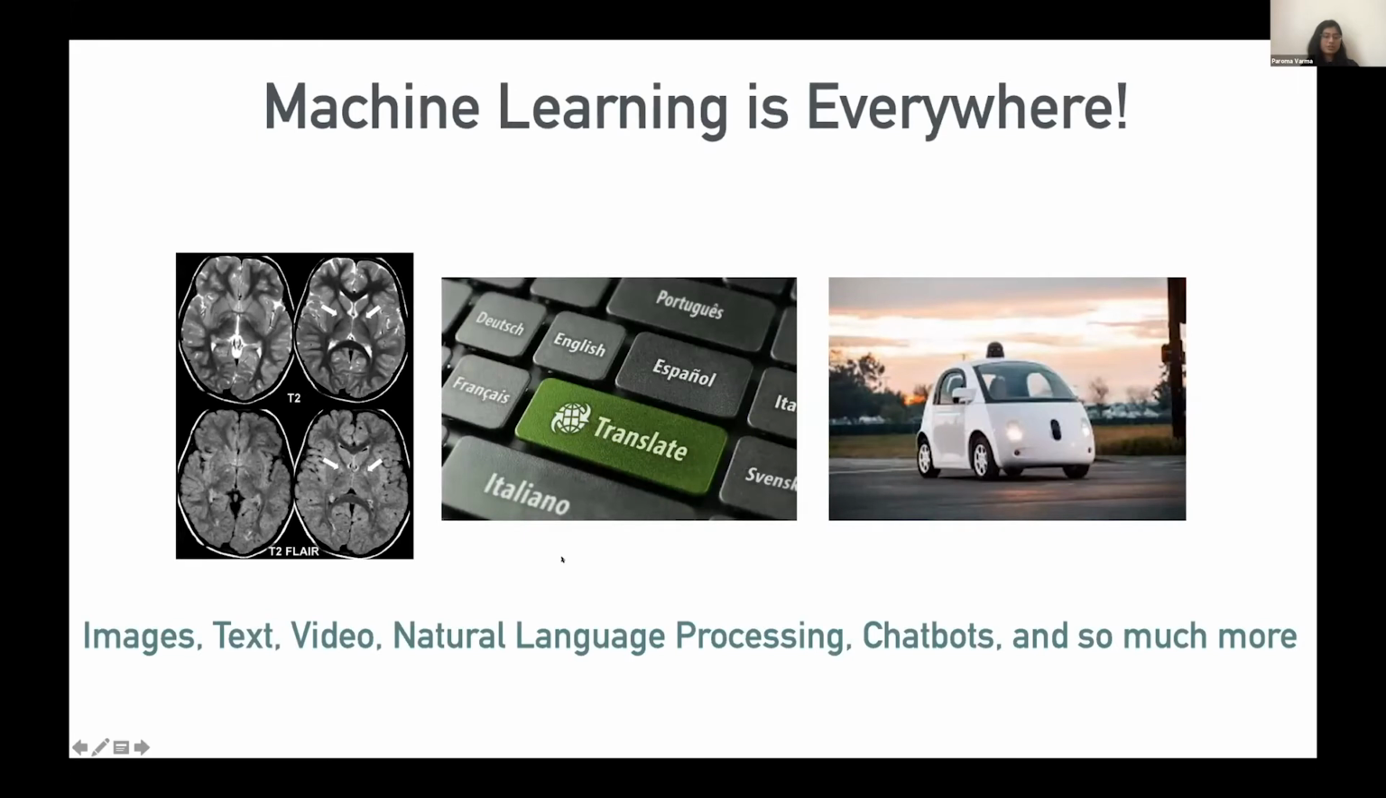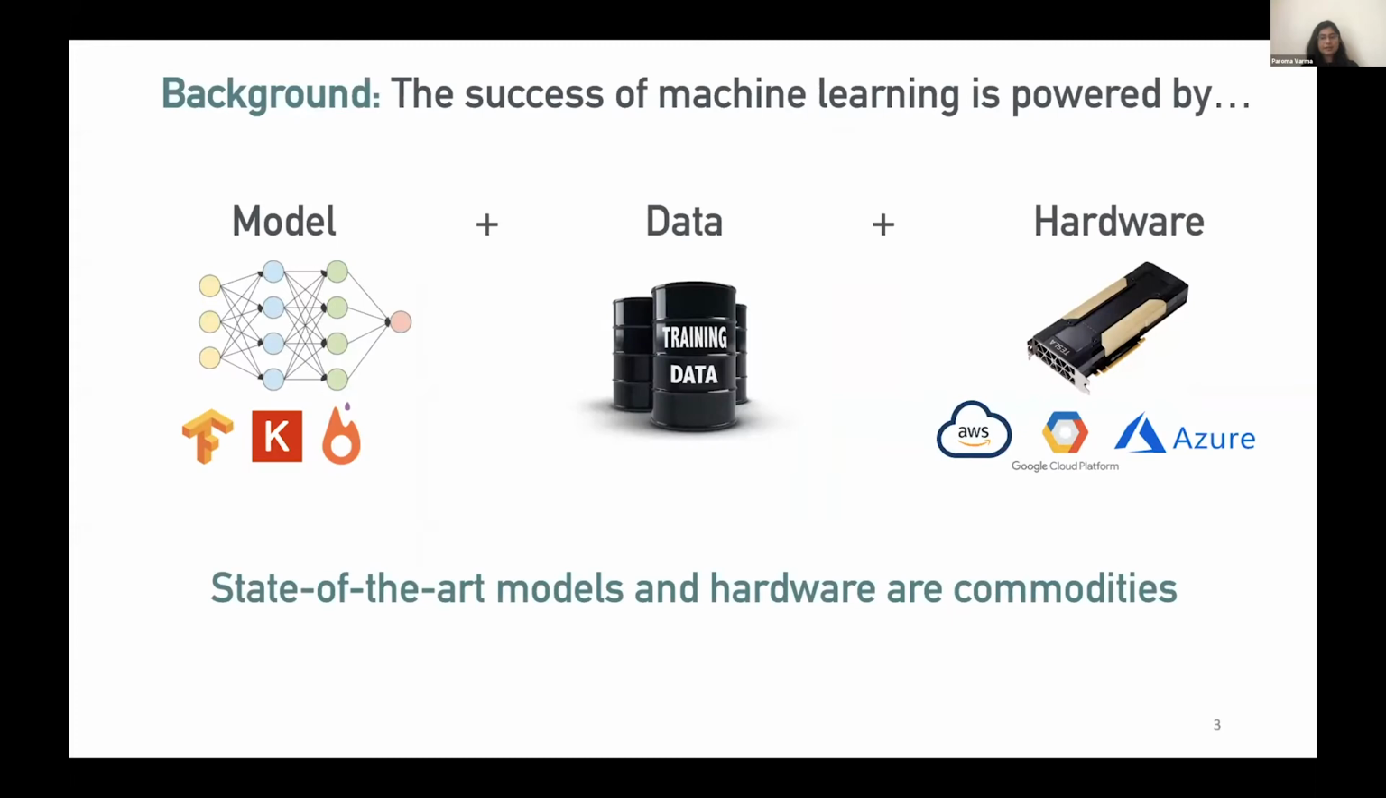So, to start off and set some context, machine learning is truly everywhere now. It's being used across a variety of use cases, from images, text, natural language processing, chatbots, self-driving cars, and so much more. One of the reasons that machine learning has become so successful recently is a combination of a few things. Number one, there has been a lot of research done for the state-of-the-art models, some of which have been able to achieve human or better than human performance.